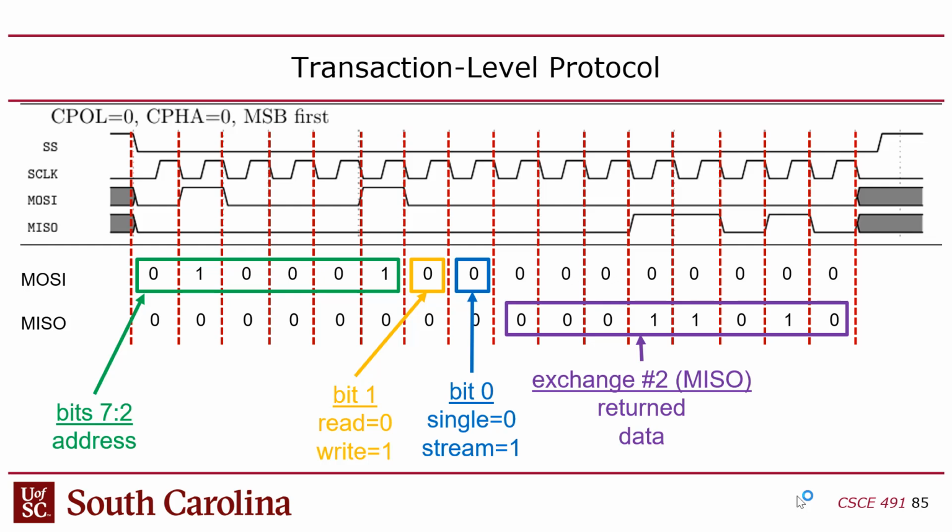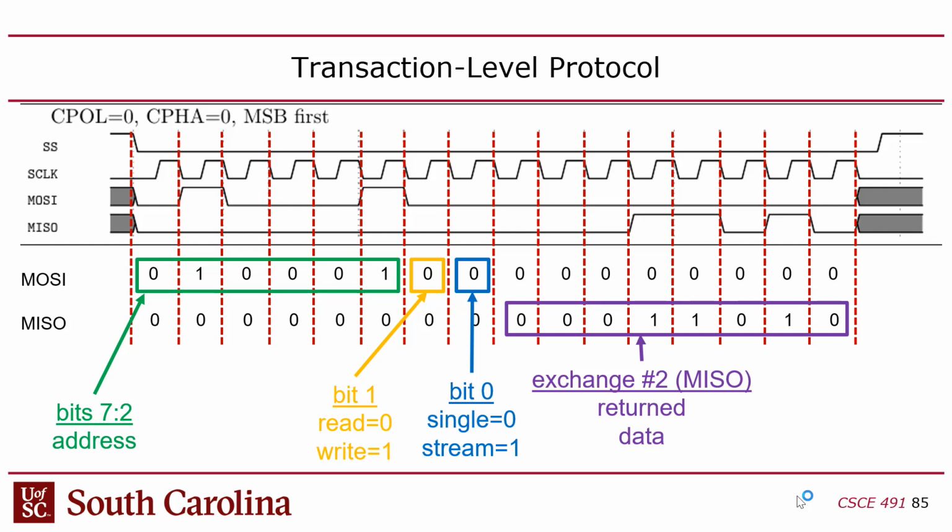Oh yeah, this is the format we're using. So we're going to switch this up a bit. In this project, the address is the most significant 6 bits. The first 6 bits, the most significant, is the address. And then bit 1 is read or write, which is 0 for read, 1 for write. And then bit 0 is single or stream, 0, 1. Right?